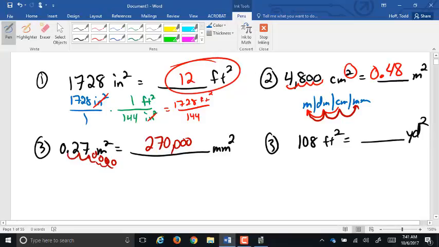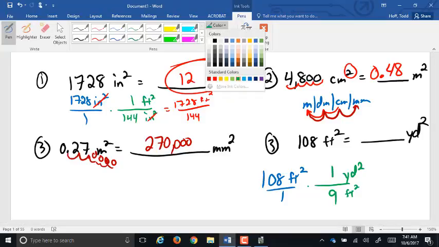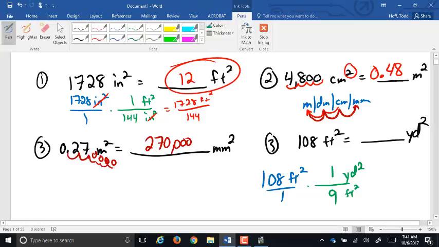Over here, 108 square feet. So our conversion factor, square feet go on the bottom, and we're going to square yards. Our relationship is 1 square yard is 9 square feet. Good, 3 by 3. Square feet cancel out, and I'm going to take a shortcut. 108's on top and the 9's on bottom, so we're just going to divide. It gives us 12 square yards. Any questions on those?